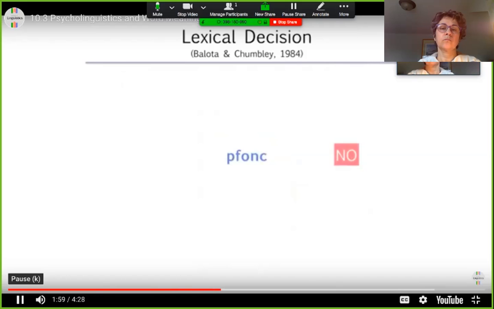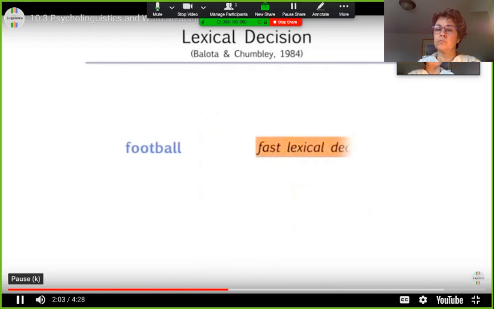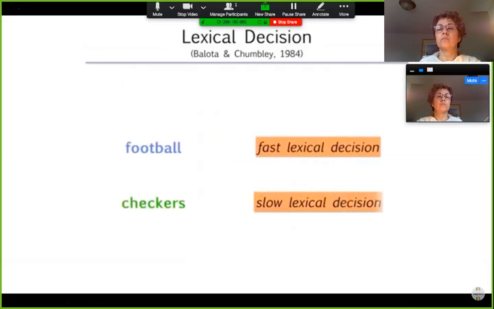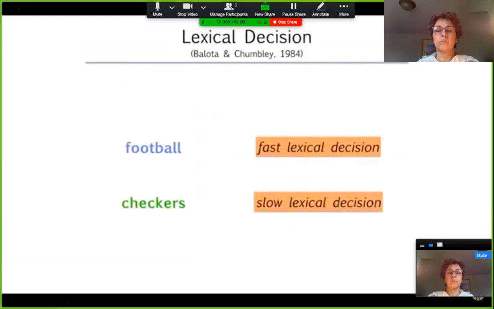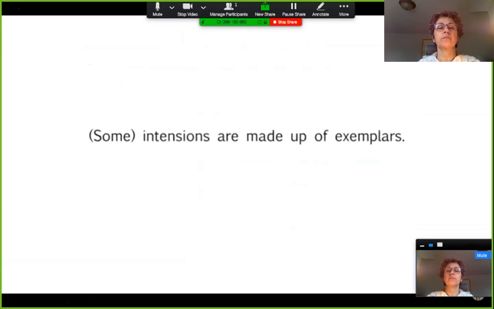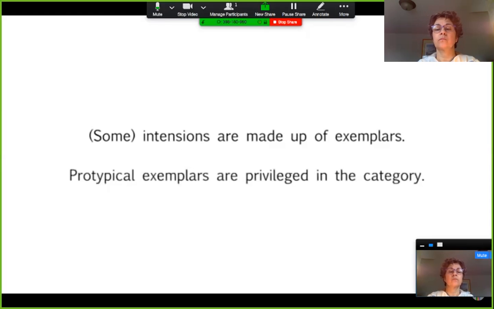What the researchers found in the lexical decision experiment was again that people are fast to make a decision about a word if it refers to a prototypical category member, and slower to make the decision if the word refers to a peripheral member. These findings indicate that the process of recognizing a word is easier and faster if that word refers to a prototype. We can interpret these findings to mean that our intentions for categories are made up of exemplars, and that prototypical exemplars have a privileged position in our intentions.